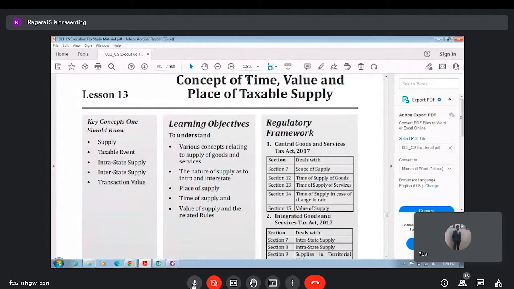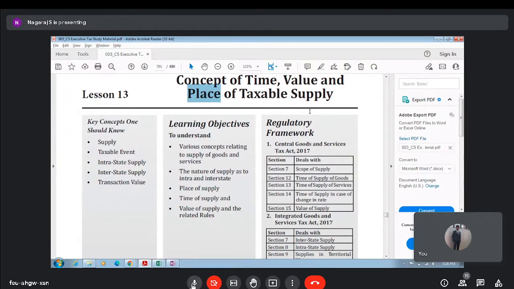See, we have completed time. We have completed value. Now we are coming to POP, place of supply, POS. Place means whether we need to apply IGST or CGST or SGST. Understood? For goods and services, it will be different.